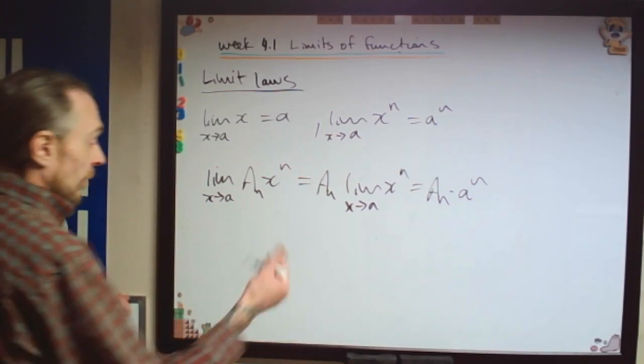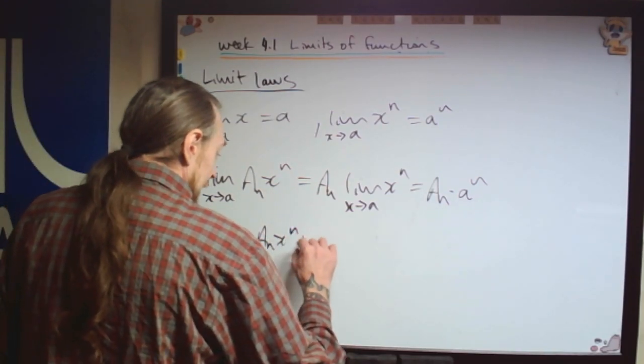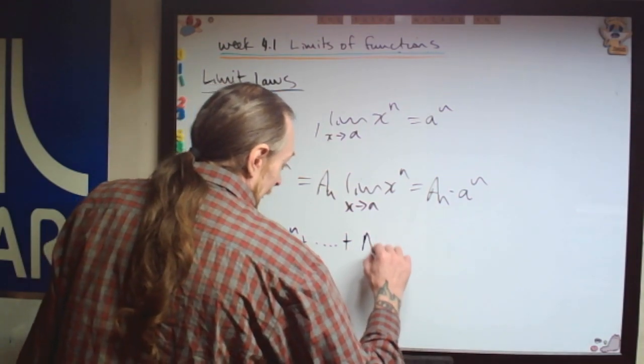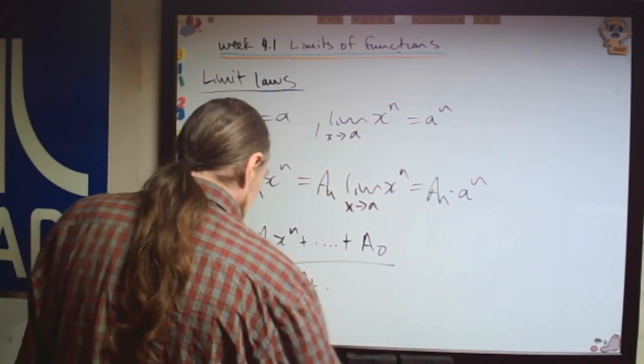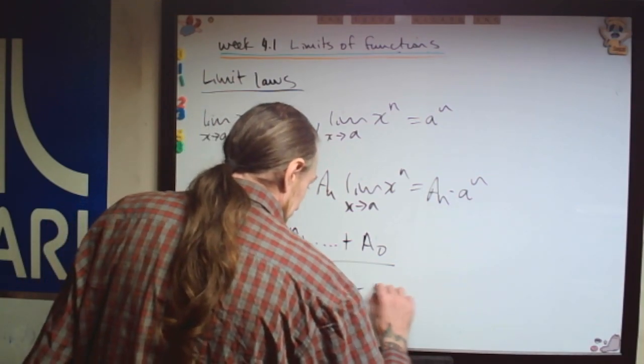Now if you have a polynomial which is a_n x to the n plus dot dot dot plus a_0 over some other polynomial b_m x to the m plus dot dot dot plus b_0.